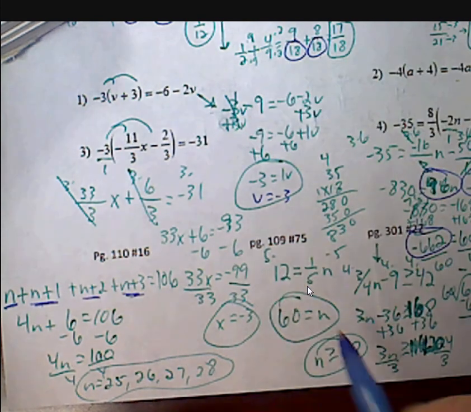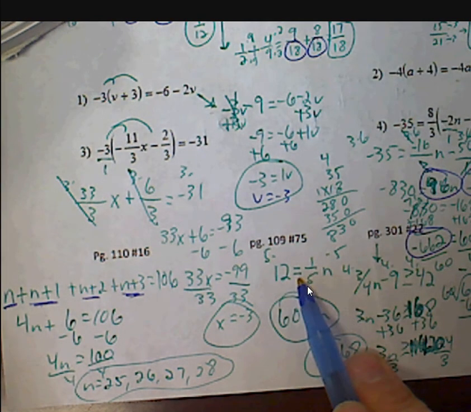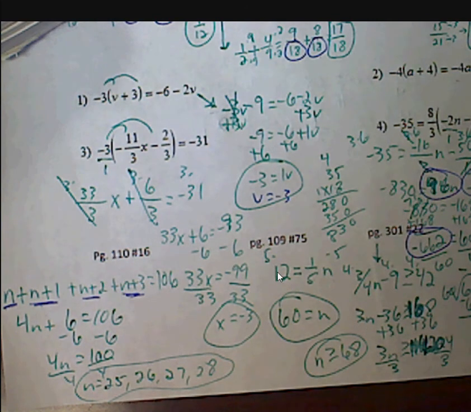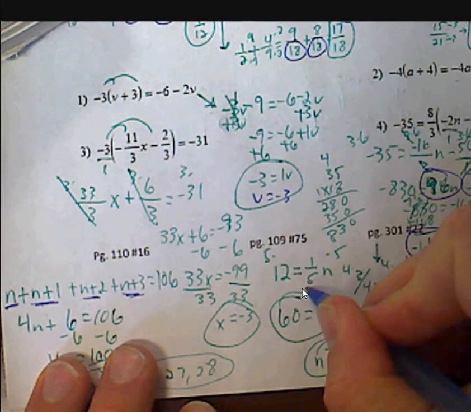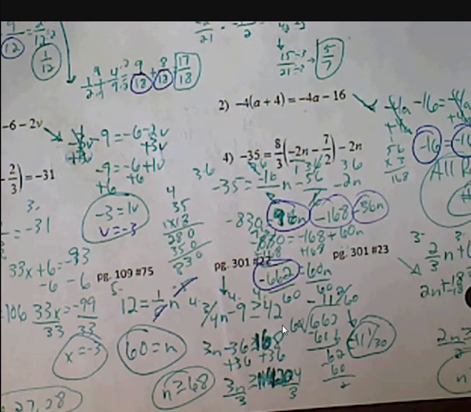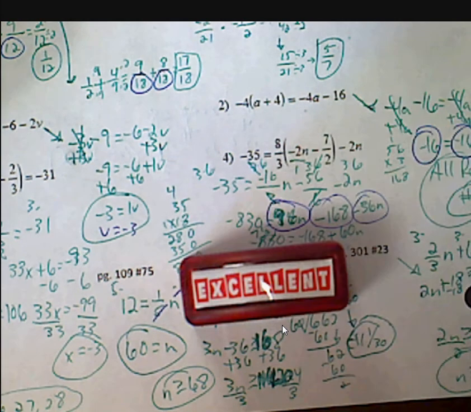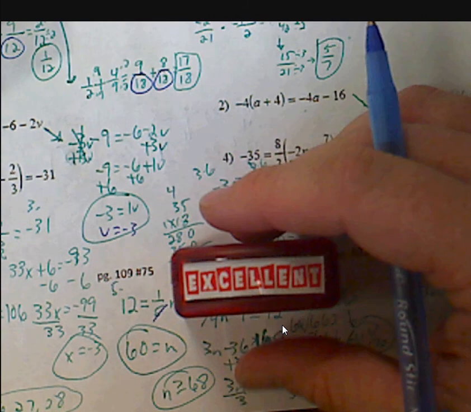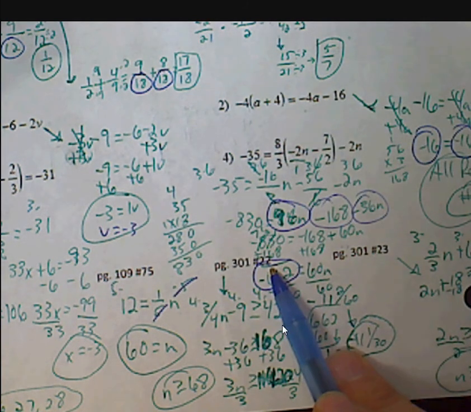Number 25 said 12 is 1/5 of a number. What is the number? I solved for my n. I multiplied both sides by my denominator. I got 60 equals, my 5's cancel, so I got n. N equals 60. Page 301, number 22. Pause the video and try. So 301, number 22.